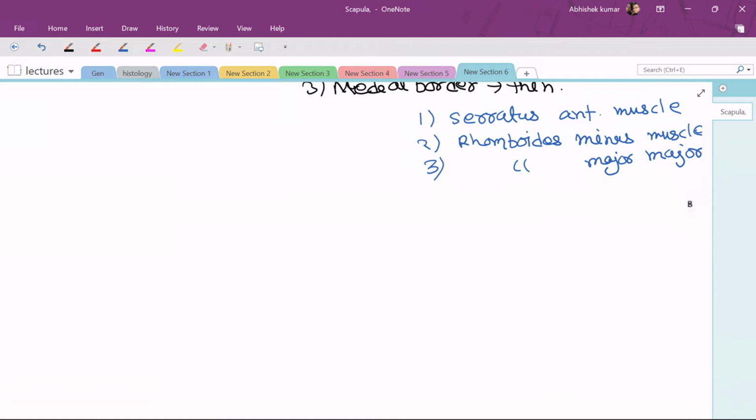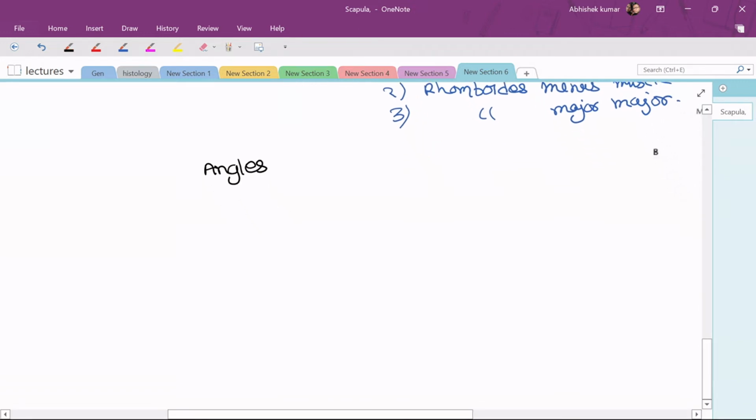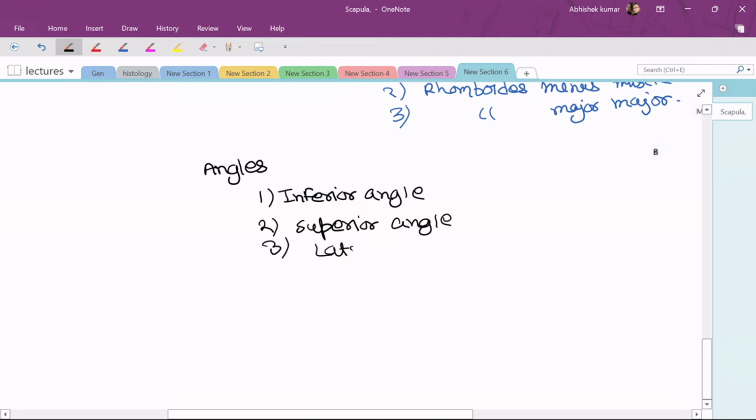Now if we are talking about a triangular bone, then we should have angles also. So we have three angles in the scapula. One is your inferior angle, the second one is your superior angle, and the third one is your lateral angle. Let me show you where these are.